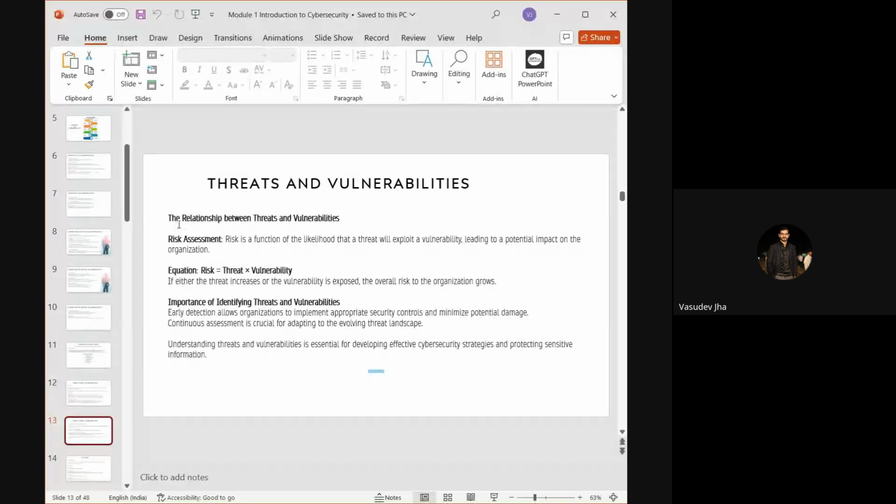Now we have the relationship between threats and vulnerability. In cybersecurity, we have something known as risk assessment. Am I audible to all? Yes, sir. Okay, actually I am getting low bandwidth, so that's why I'm asking again and again. So, risk assessment is a function of the likelihood that a threat will exploit a vulnerability.